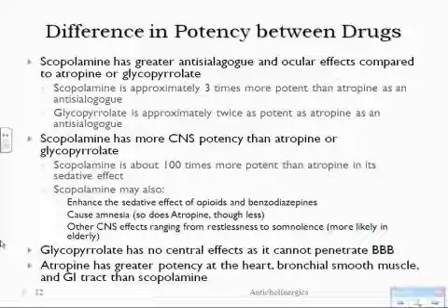Glycopyrrolate has no central effects unless the person has something wrong with their brain, where their blood-brain barrier is abnormal. But sometimes you'll see that, and you can't really put your finger on why the guy's acting so strange, and why this is just not the way it should be. All you've got to do at that point is reverse that effect, and we'll talk about that in a minute. And atropine has greater potency at the heart, bronchial smooth muscle, GI tract, and scopolamine.